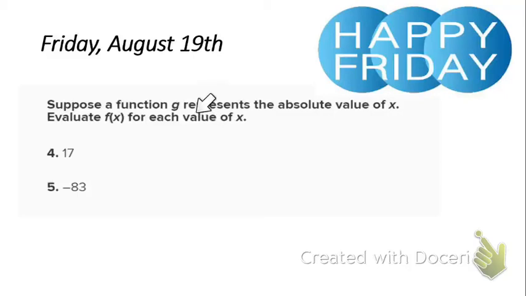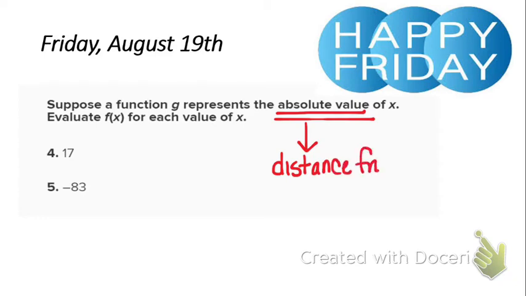So let's talk about, what does the word absolute value mean? Does anyone know what that means? Absolute value. Yep, it is the distance from zero. That's a definition that is important to know. Absolute value is the distance from zero.